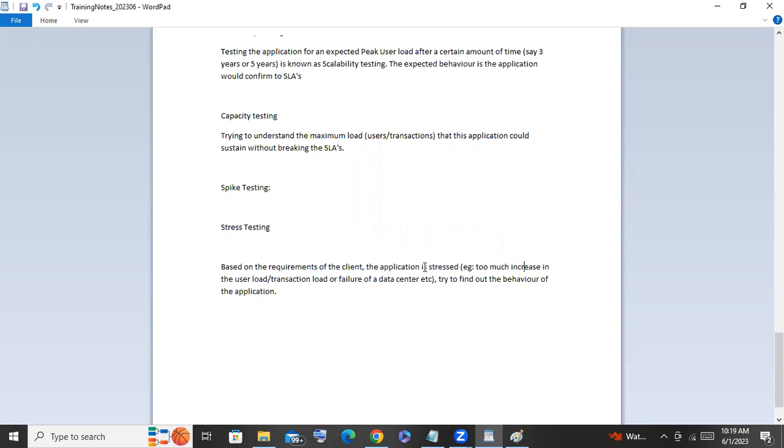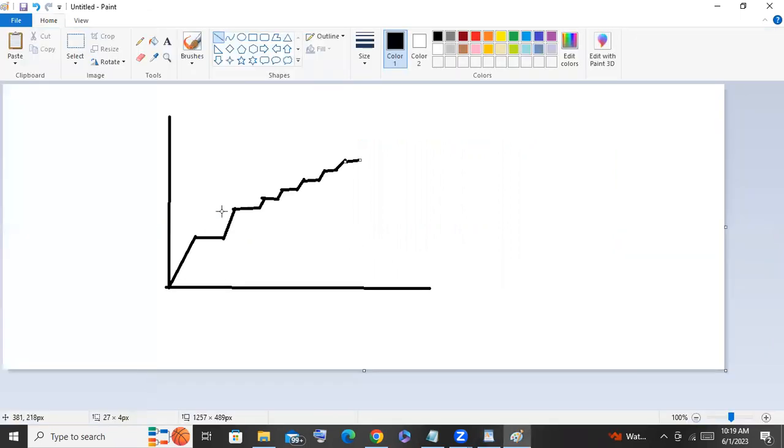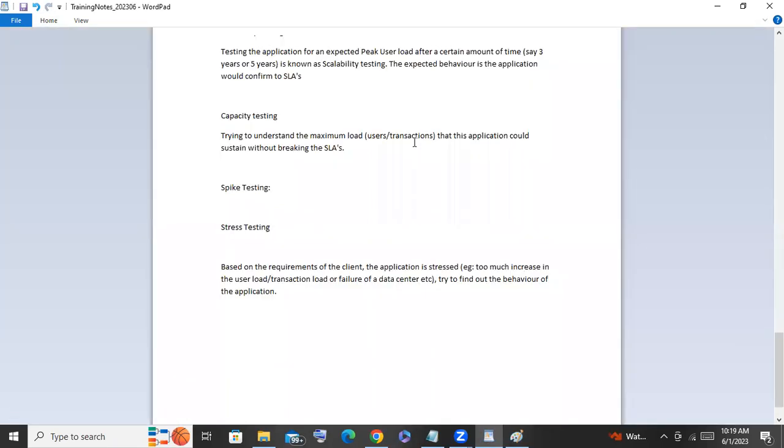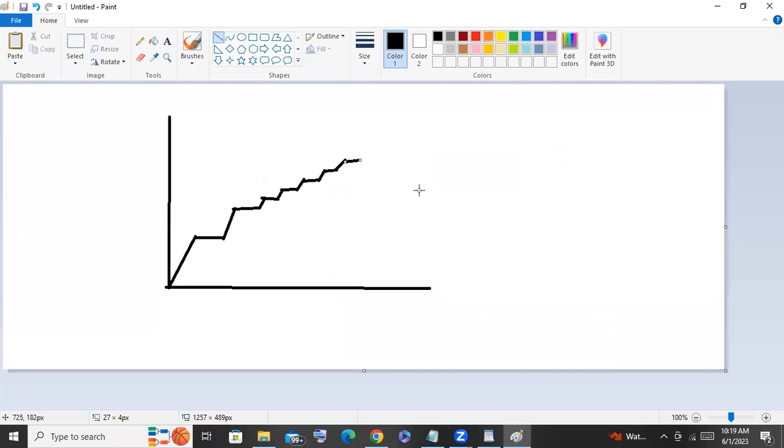Clear about this, guys? The graph looks something like the spike testing you just showed, right? I'm sorry, this is the capacity testing. No, not this one, the other one, the spike testing graph. The stress testing looks the same as that. No, spike testing is one of the types of stress testing. Yes, you are right.